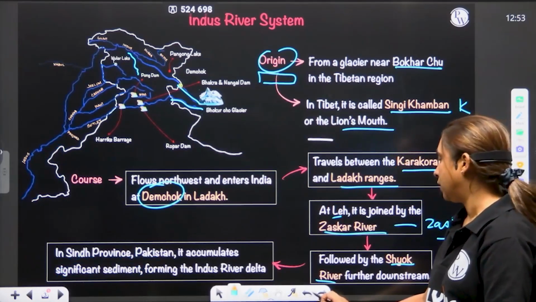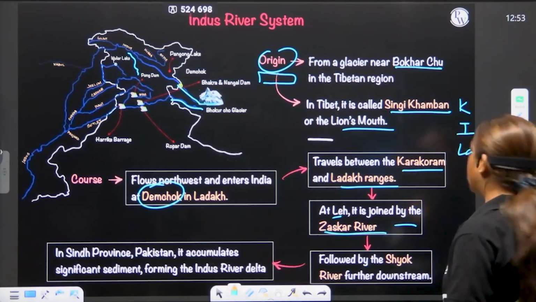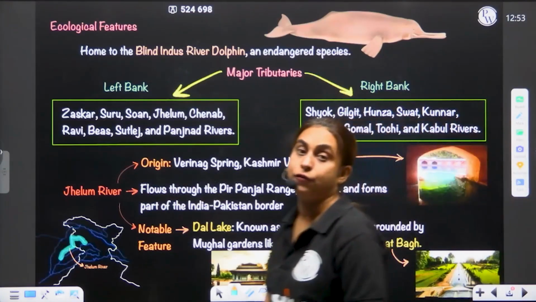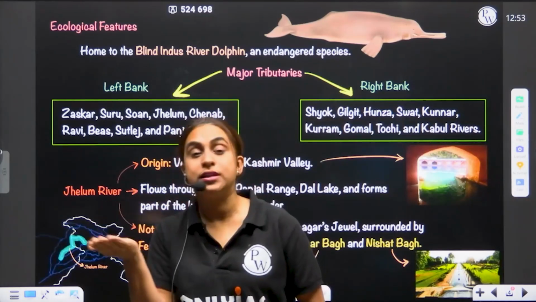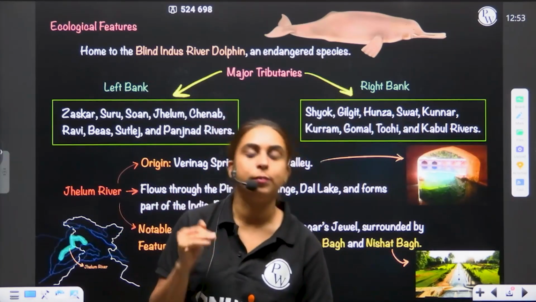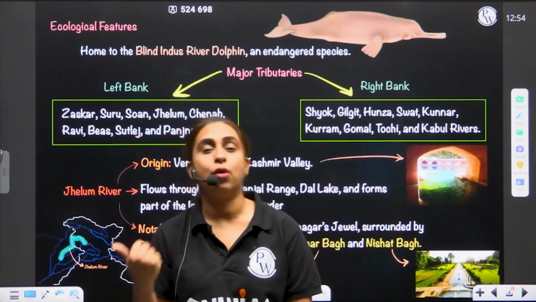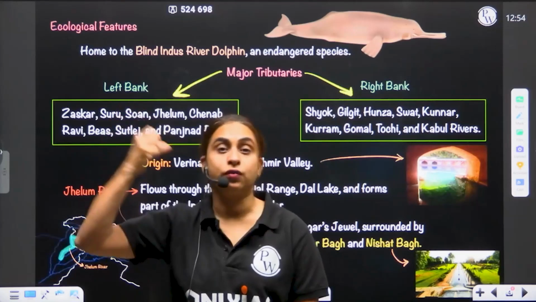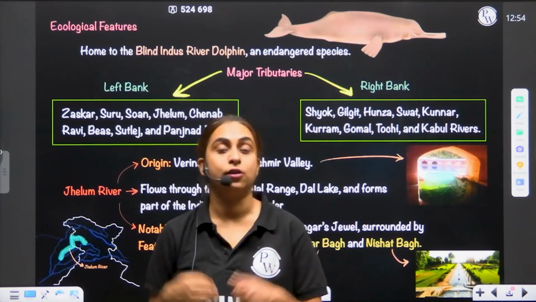Once we are done with understanding the major part of the Indus River System, let us now focus on the ecological features. Many times in your UPSC, they ask questions on what species you will find in which river, and what national park will be along which river, like they have asked in previous examinations. So it is important to understand not just the origin and tributaries of the river, but also the various ecological features.